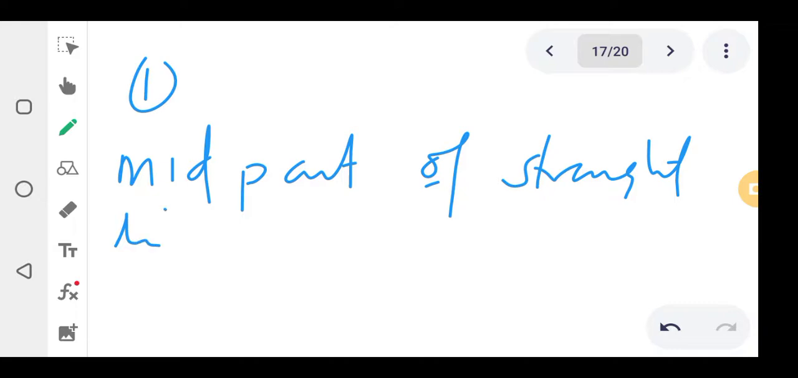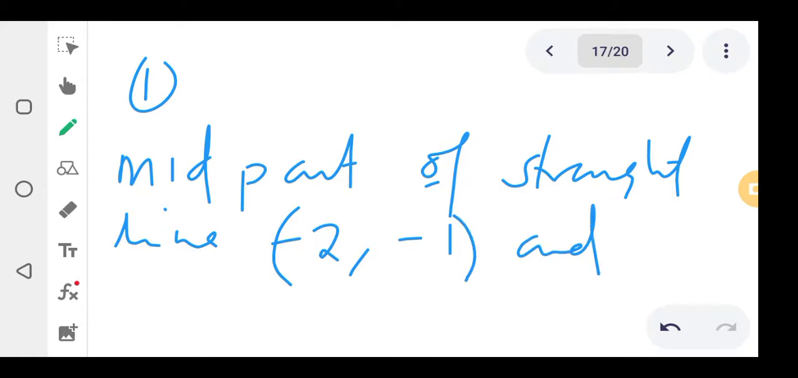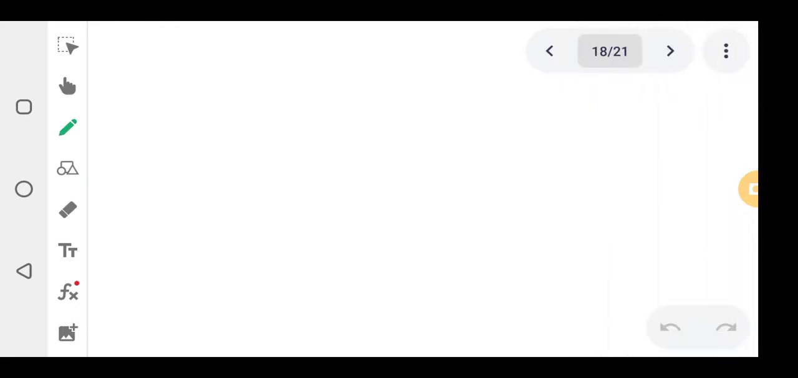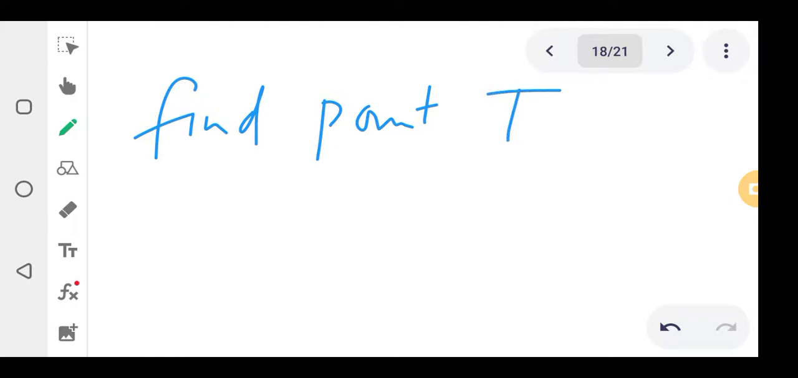of straight line is -2, comma -1, and point P is -6, comma 2. -6, comma 2. Find point T. That's question 1.